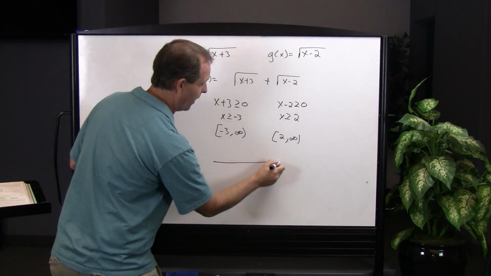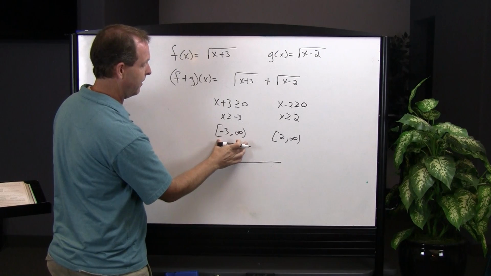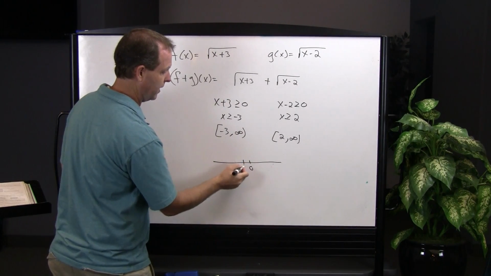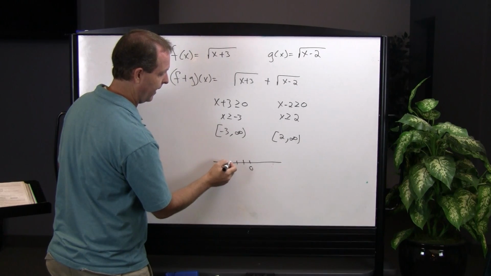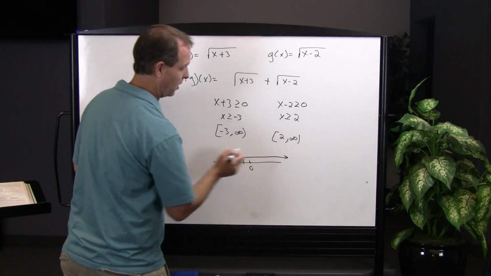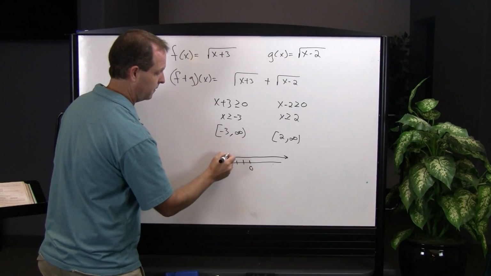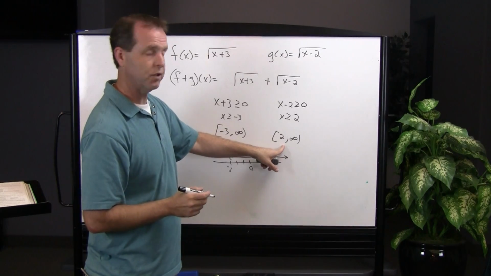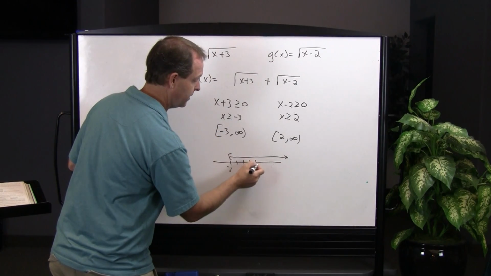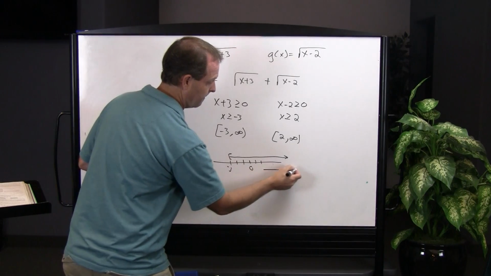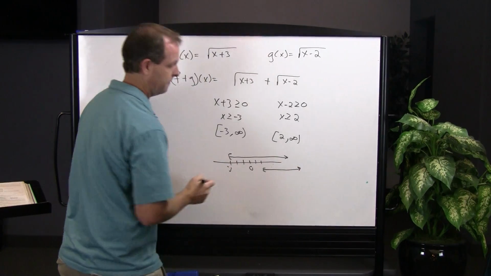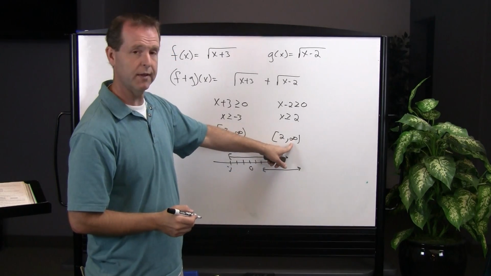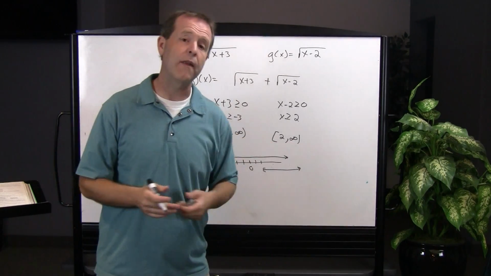So if I drew a number line and looked at all the values from negative 3, so 0, negative 1, negative 2, negative 3, I know that it's all those solutions there, including that solution. This one right here is all the solutions from 2 to infinity. So let's find 2. There's 1, there's 2. And so this represents on the number line all the solutions that are part of the domain of the second function.